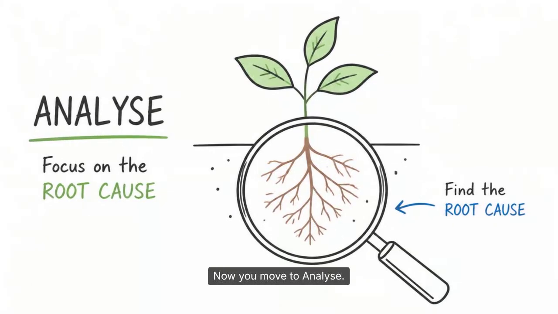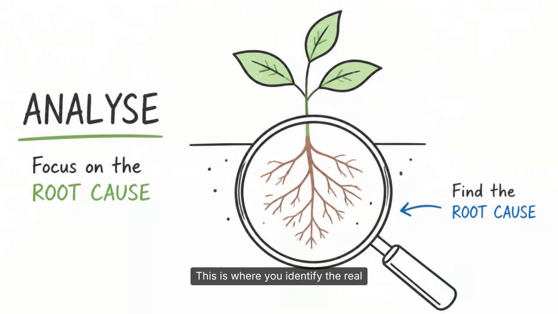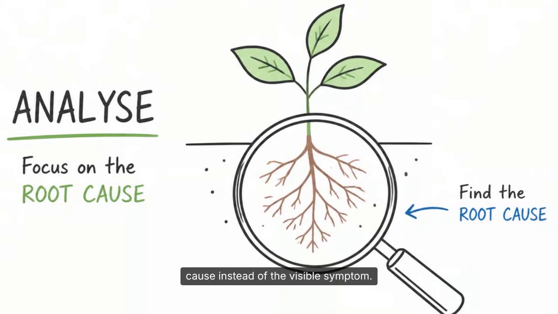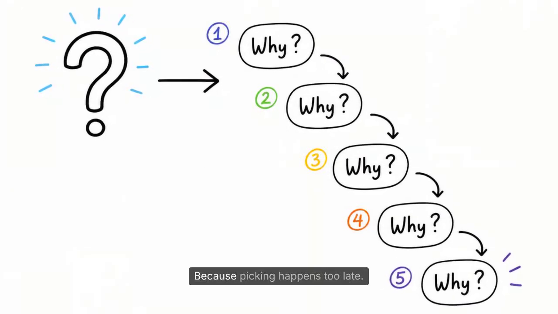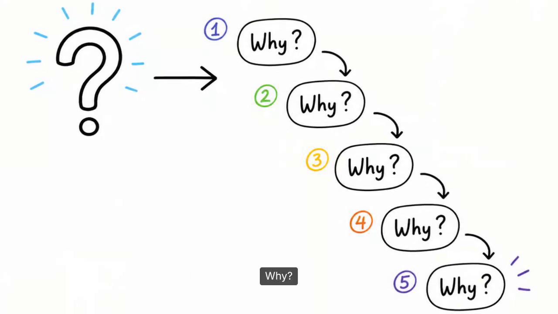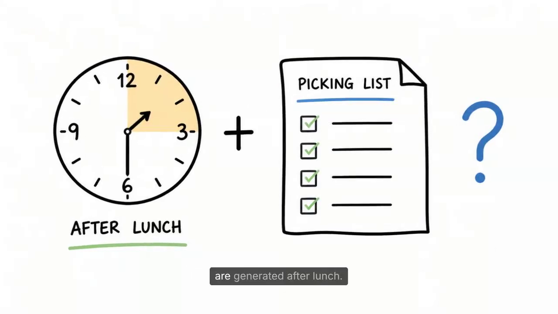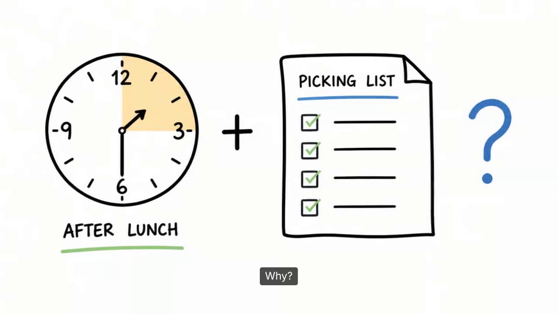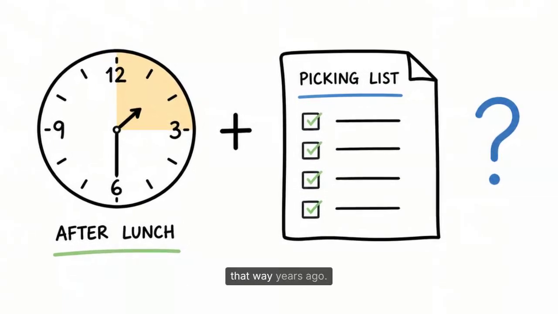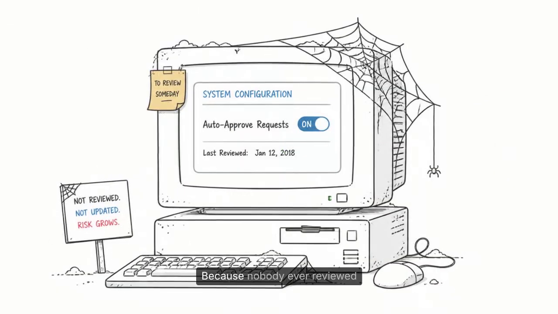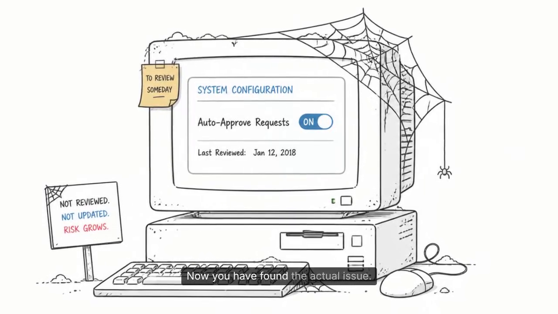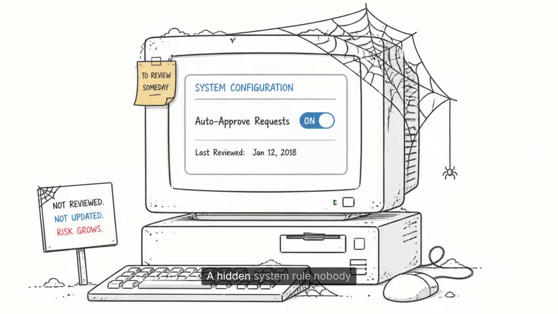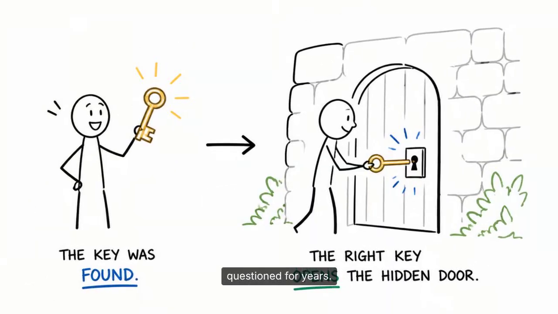Now you move to analyze. This is where you identify the real cause instead of the visible symptom. You use tools like the 5 whys. Why are orders late? Because picking happens too late. Why? Because picking lists are generated after lunch. Why? Because the system was configured that way years ago. Why? Because nobody ever reviewed the process afterwards. Now you have found the actual issue, a hidden system rule nobody questioned for years.